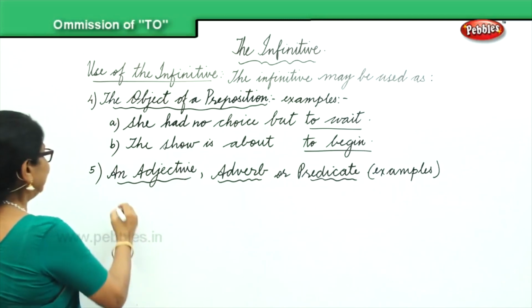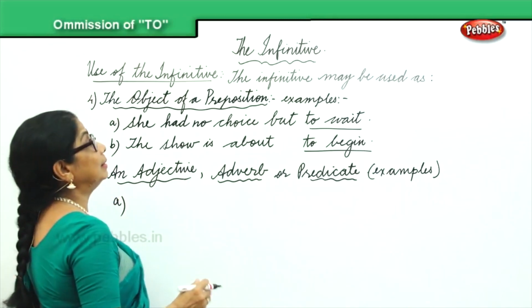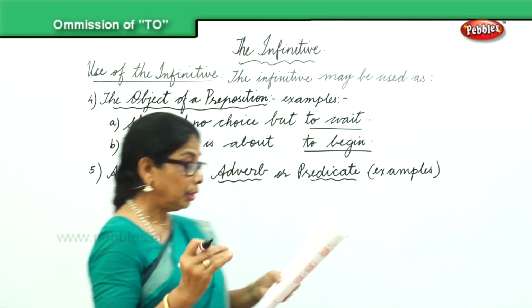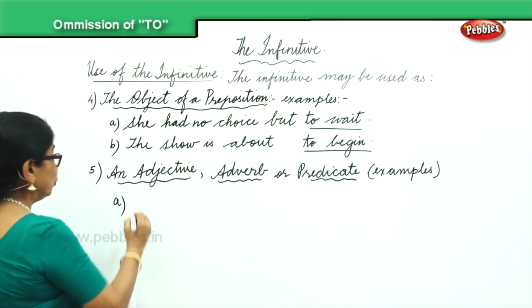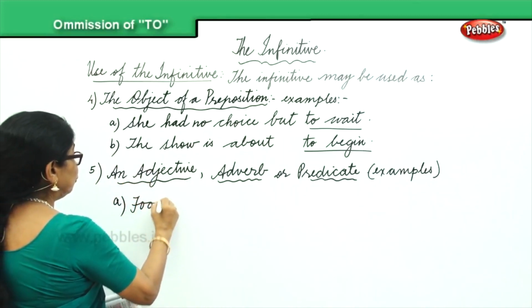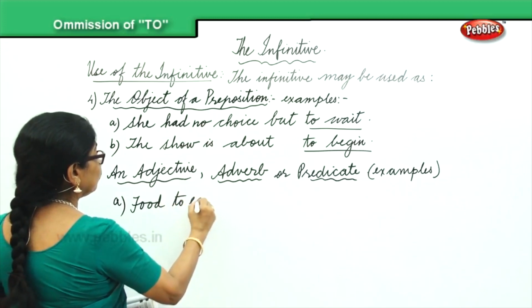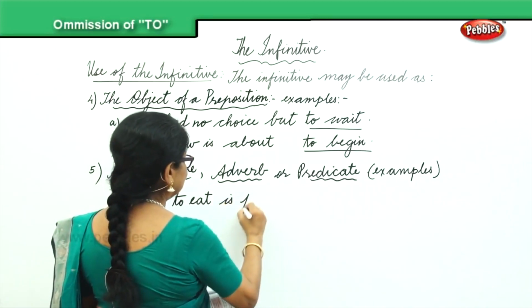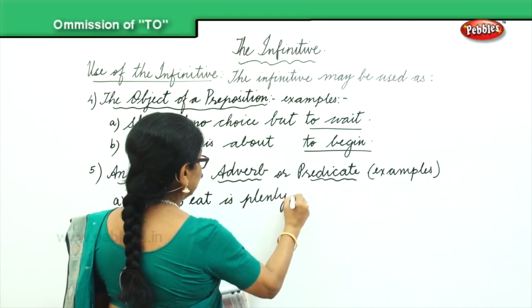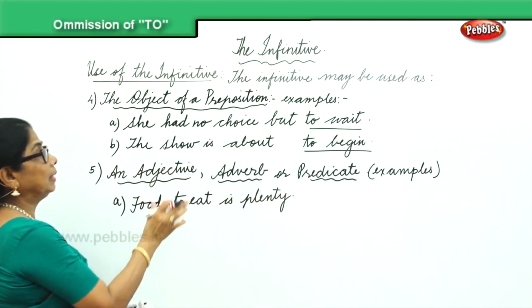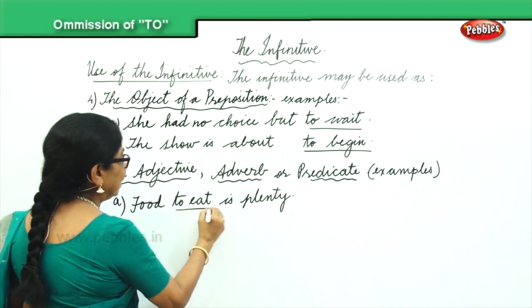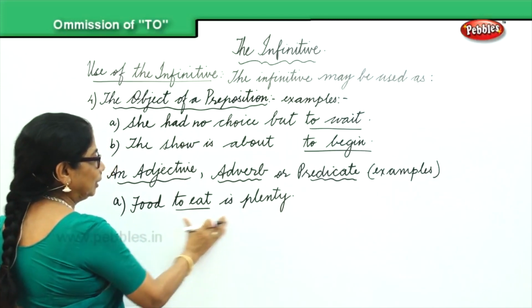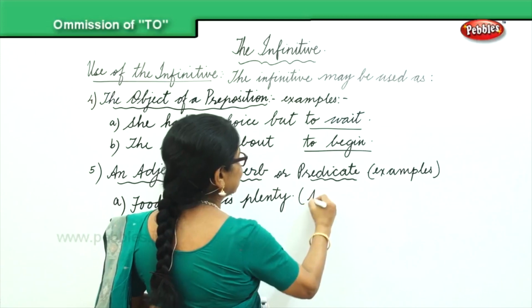What are these examples? The first one is the infinitive used as an adjective: Food to eat is plenty. We're talking about an adjective. The infinitive to eat may be used as an adjective. Food to eat is plenty. So here it's used as an adjective.